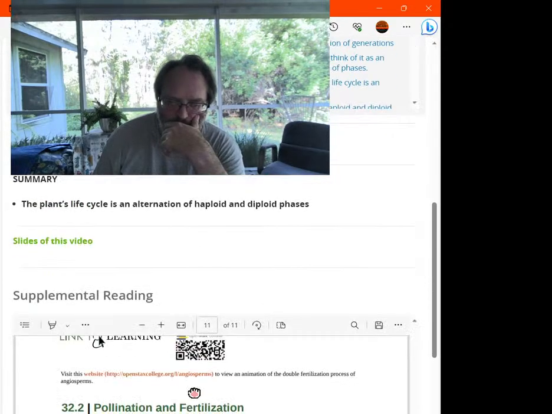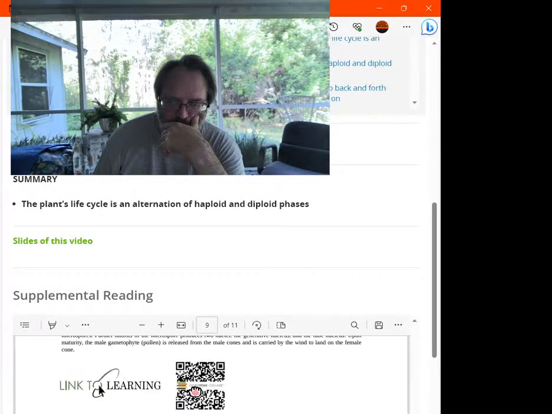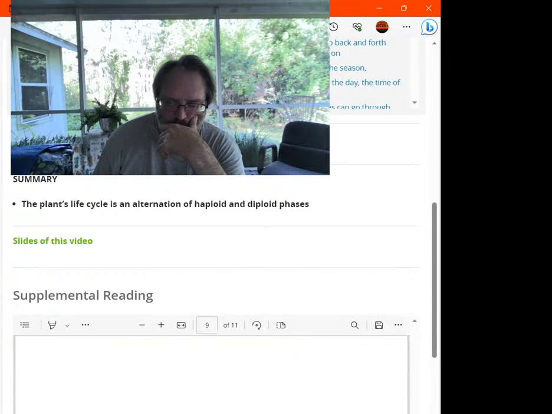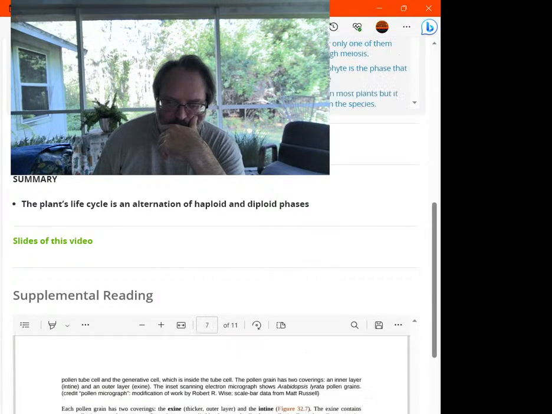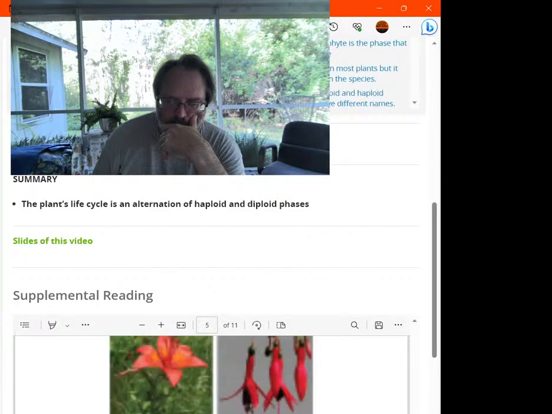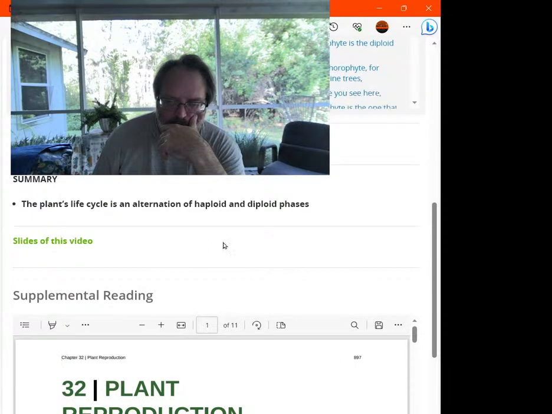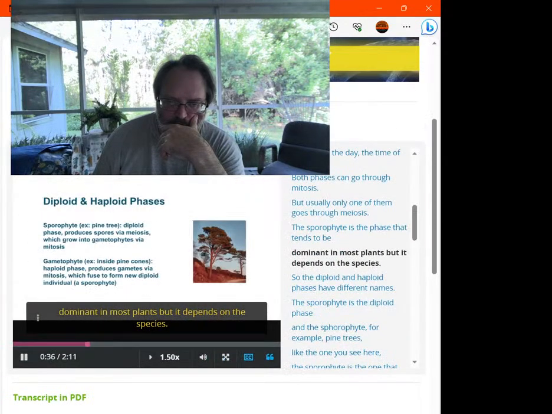Plants are unique among other organisms on the planet because they undergo what we call an alternation of generations, or you could think of it as an alternation of phases. The plant's life cycle is an alternation between haploid and diploid phases, and they go back and forth depending on their age, the season, the time of the day, the time of the year. Both phases can go through mitosis, but usually only one of them goes through meiosis. The sporophyte is the phase that tends to be dominant in most plants, but it depends on the species.